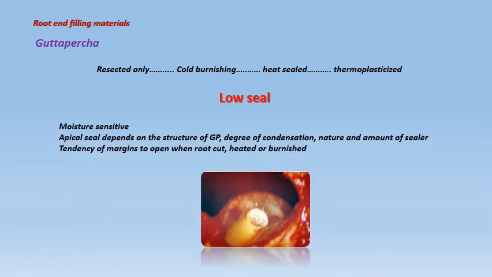Actually, gutta-percha has a low seal. It's very moisture sensitive, and the apical seal depends on many factors such as the structure of the gutta-percha, the degree of condensation, the nature and amount of sealer, and there is also a tendency of the margin to open, which may lead to reinfection and may lead to failure.